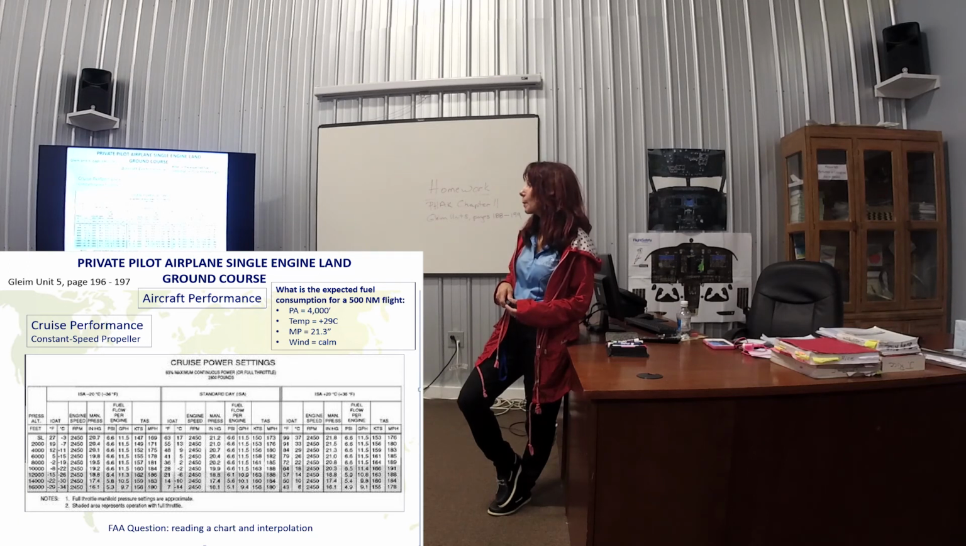And it's going to be an interpolation too, because they're not going to make it that clean. They'll probably give you a pressure altitude of, just for example, 4,500. So you're going to have to figure out the in-between of everything. If you can do your CX-3, it makes life so much easier.